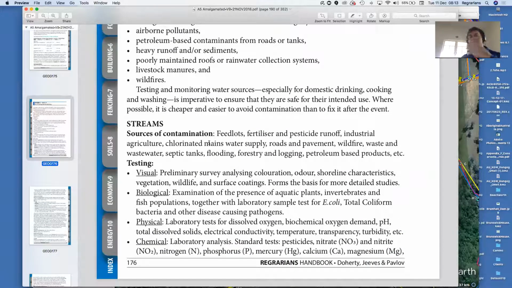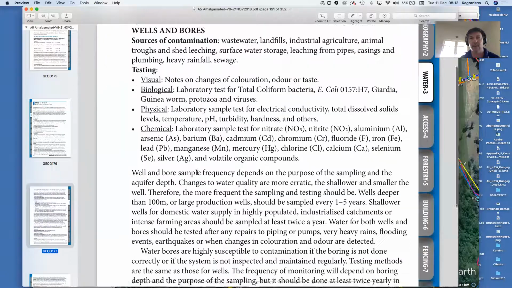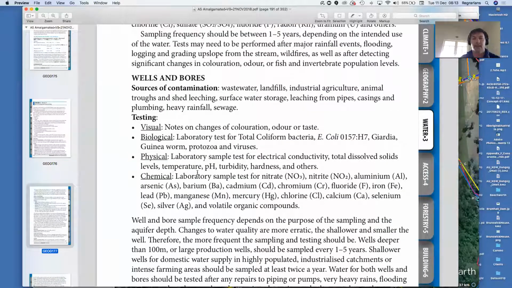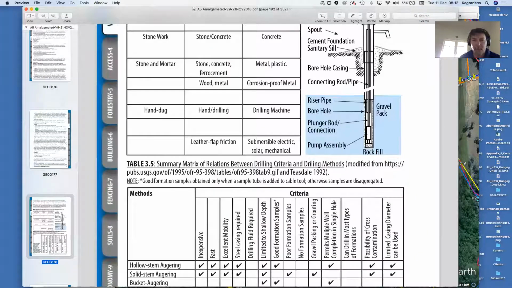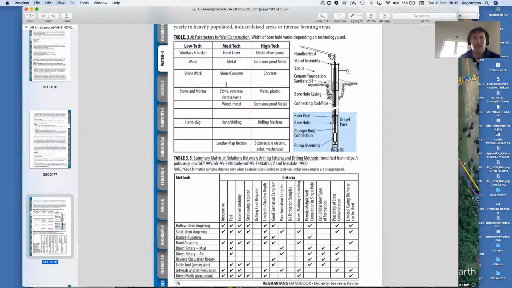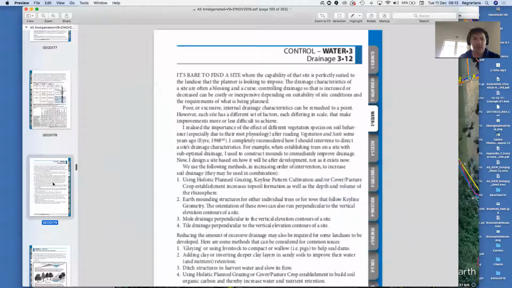Again, it comes down to what you're actually providing that water to, and then what sort of quality that water needs to be in for that purpose. There's any number of tests that one can do. There are visual tests, biological, physical, and chemical, and then there are all sorts of tests within those that are going to give you various levels of analysis. So you can read through that to have a check on there. Let's move along because time is marching on.